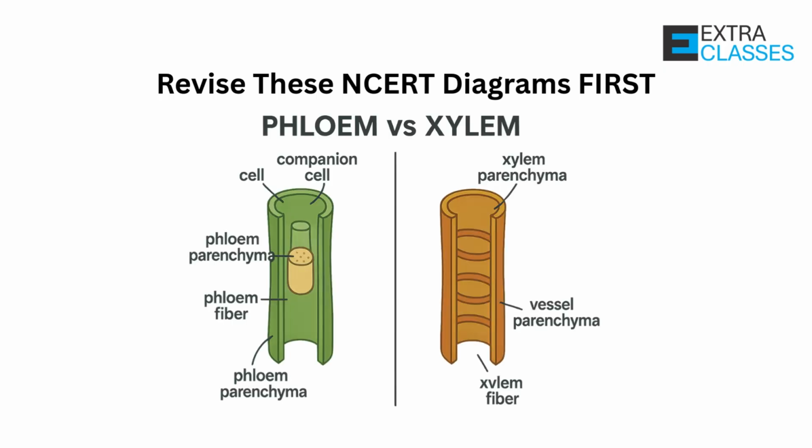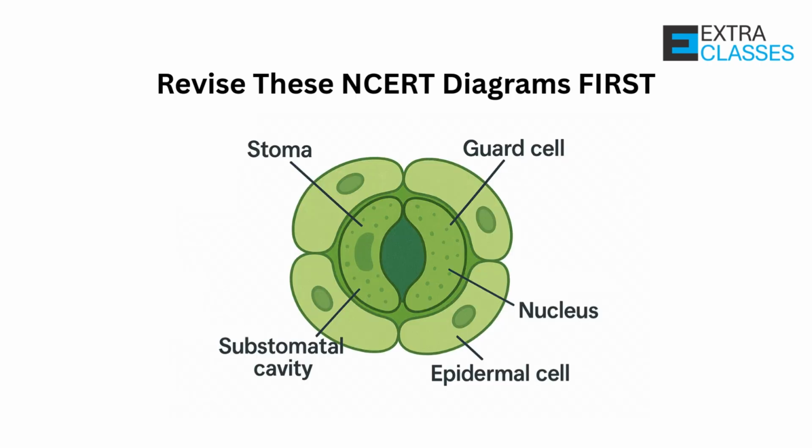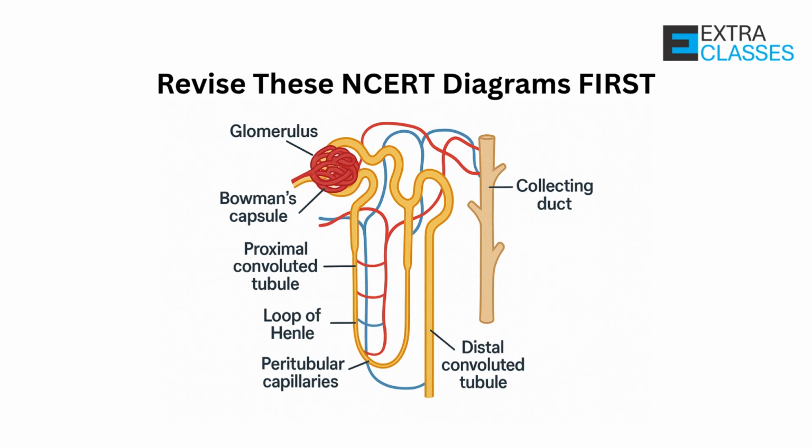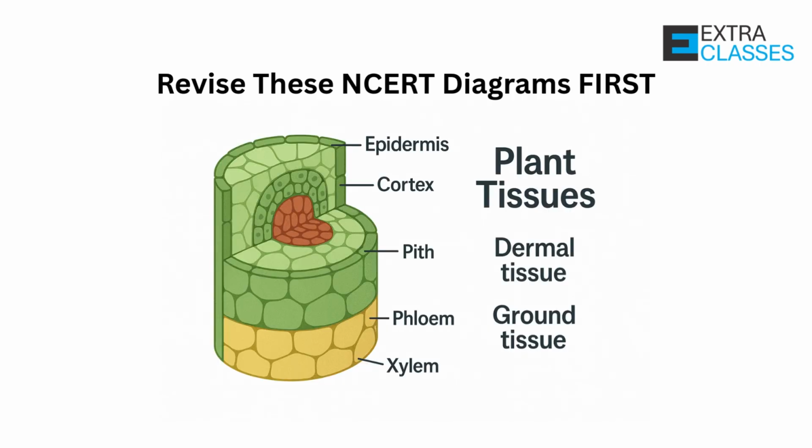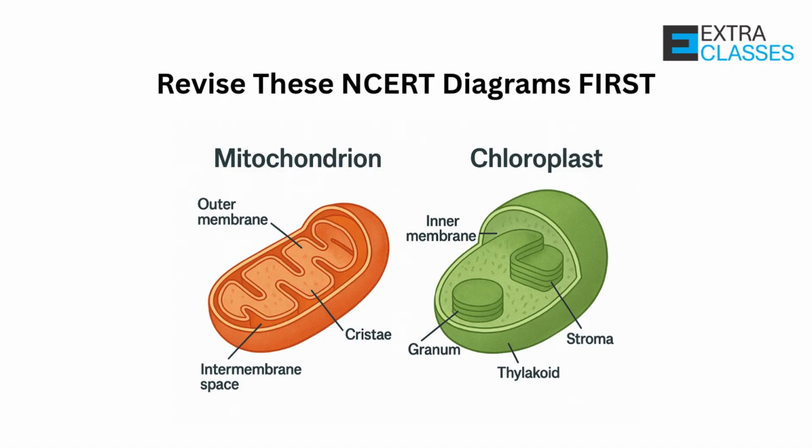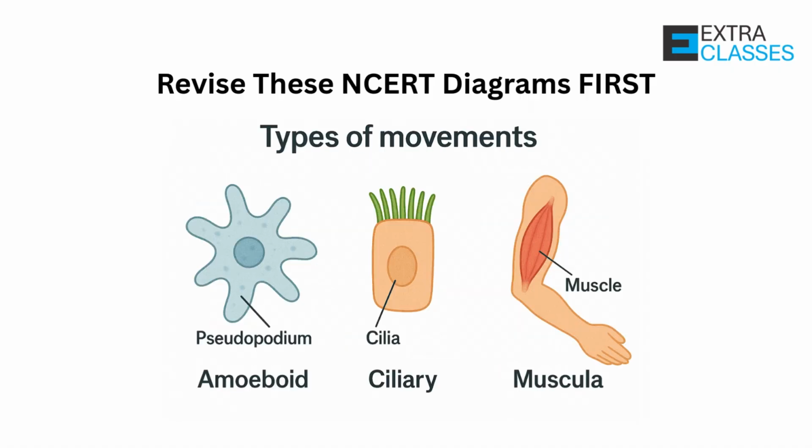Phloem versus xylem. Go through labels carefully and memorize them. Stomata structure with stoma, guard cells, nucleus and epidermal cells. Kidney nephron, illustrating glomerulus, loop of Henle, capillaries, collecting duct, etc. Plant tissues illustrating epidermis, cortex, phloem, and xylem. Mitochondria and chloroplast diagram. Types of movements. Just practicing 20 diagrams can fetch 20 to 24 marks.